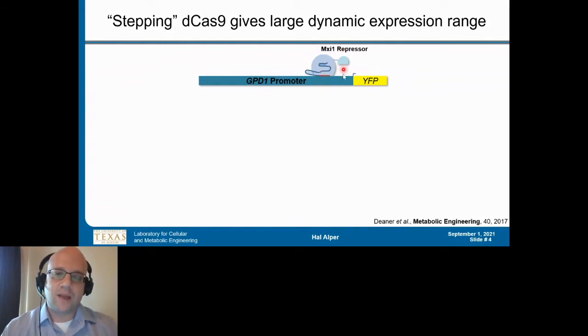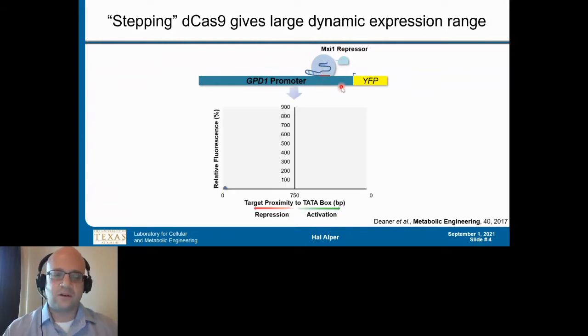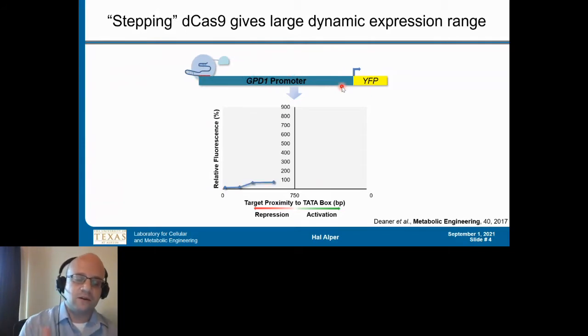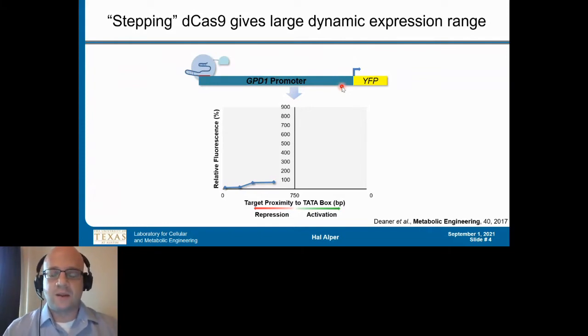For example, if we have a repressor that's very close to the start codon, we pretty much repress expression almost completely. If we begin to step that along further and further away from the start codon, we can actually begin to have less actuation of that repressive activity, and therefore an increase in the overall expression level until we hit about the basal level expression that that promoter would have been able to impart.